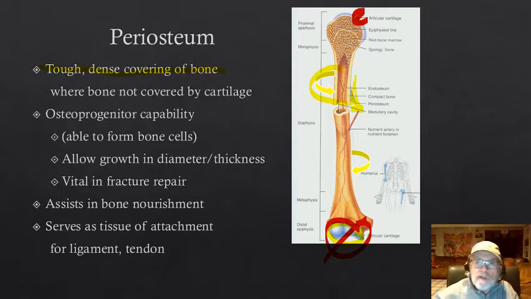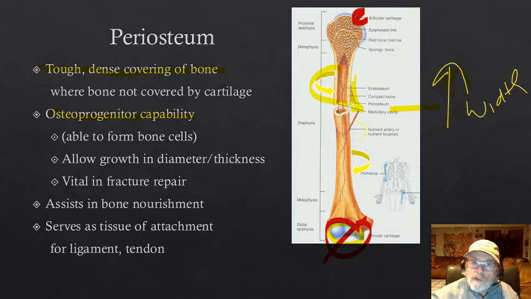And so what happens is this periosteum, okay, is osteoprogenitor. Now, we talked about this word before. Osteoprogenitor means it's capable of forming bone, okay? It's very important in regards to bone healing. And what this periosteum, or this membrane that surrounds the bone, actually does is allow the bone to grow circumferentially in width, okay? It increases the width of the bone. So it's starting to get wider and wider around the outside because of that periosteum. So it allows the bone to grow in diameter or in thickness.